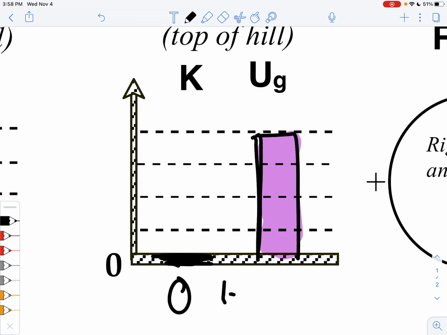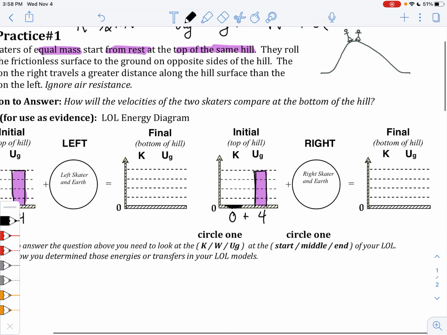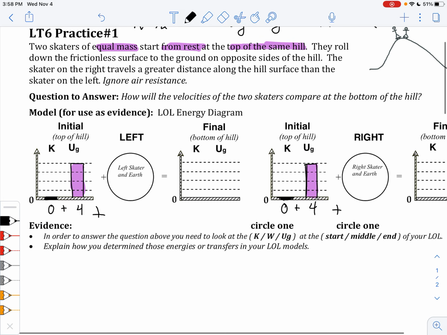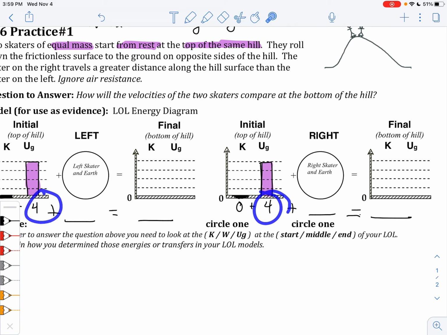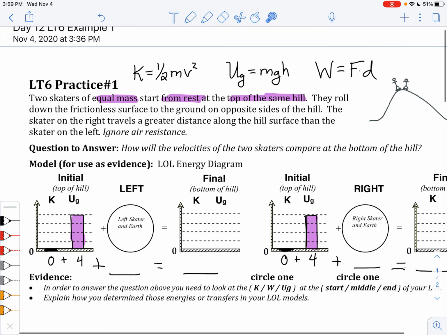So their initials look to be exactly the same, 0 plus 4. Now it's going to be 0 plus 4 equals, or plus blank equals blank over here. So we're saying they're starting with 4 units of energy, both of them. Now, we may take away some energy, or we may add some energy, and then that's going to tell us our final. So let's just keep reading.